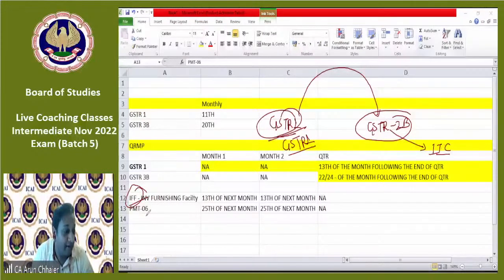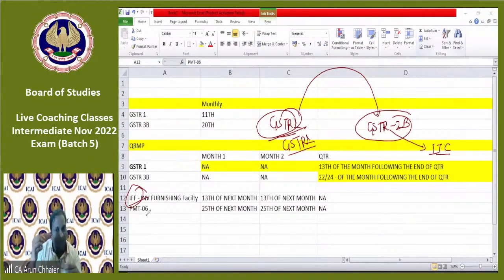Otherwise, what would happen? The big company will not do transactions with the quarterly taxpayer because their ITC would be taken only after the end of the quarter. IFF is for the benefit of the recipient, but why will the supplier do it? When the supplier files the GSTR1, only then can the recipient take the ITC, according to the new condition. 2A and 2B are based on the supplier's return, not on the recipient's. So if I purchase from you, only if you file the return can I take ITC.